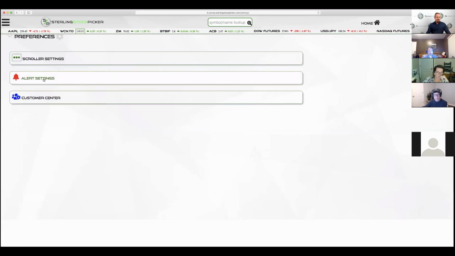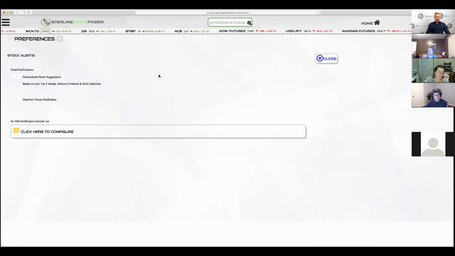The next thing you'll want to do is go here to Alert Settings. This is where you'll click to receive personalized stock suggestions. These are stocks that are going to be emailed to you every single day based on what you selected as your top 5 values, your sectors of interest, and your previous searches on the website. Once you do 1 or 2 searches, that's all it takes for the software to figure out your interests and then generate your personalized stock suggestions.